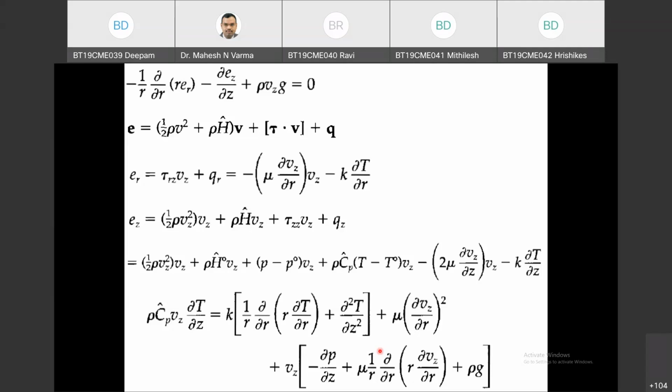Just write in the chat box. Anybody getting this equation? Write in the chat box. Now this is substitution and rearrangement. From this equation to this equation is a substitution and rearrangement, nothing more than that.